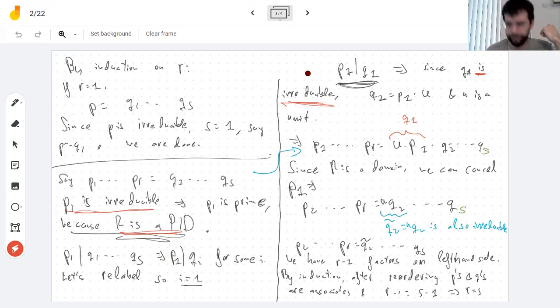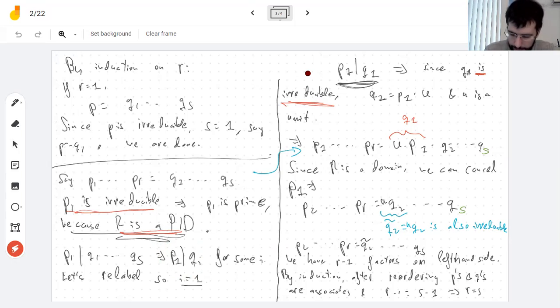Any questions? Okay. One of these is a multiple of P1.